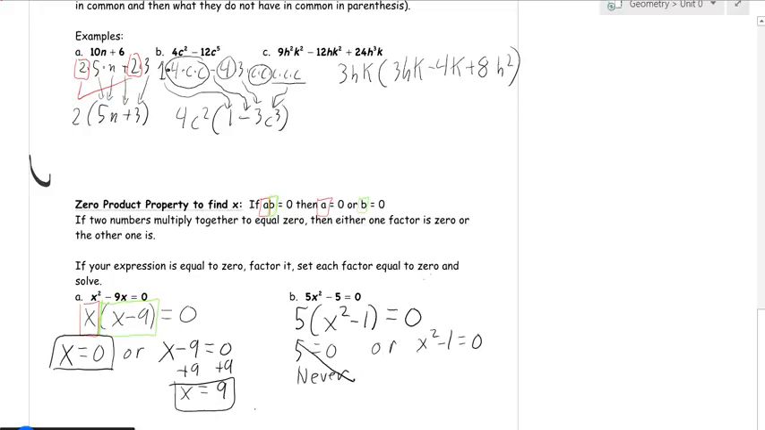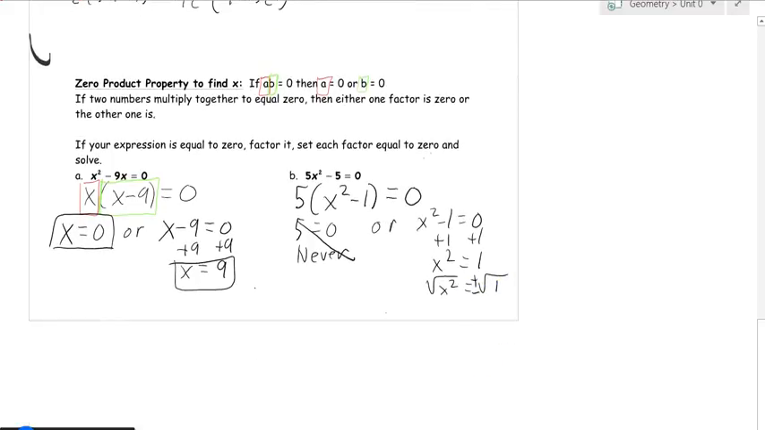So looking at the x squared minus 1 equals 0, we can add 1 to both sides and get x squared equals 1. And then we can take the square root of both sides. When we take the square root, we don't know whether we get a positive or whether we get a negative. And so the square root of x squared is x. The square root of 1 is 1. X equals 1 or x equals negative 1 are our two solutions here.